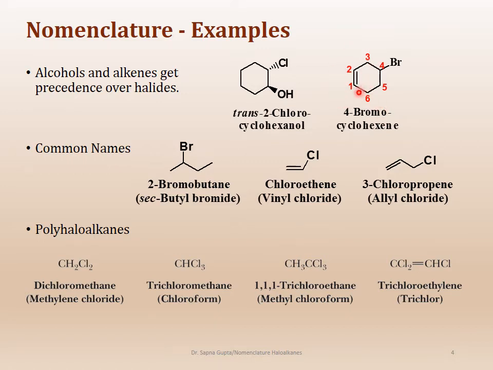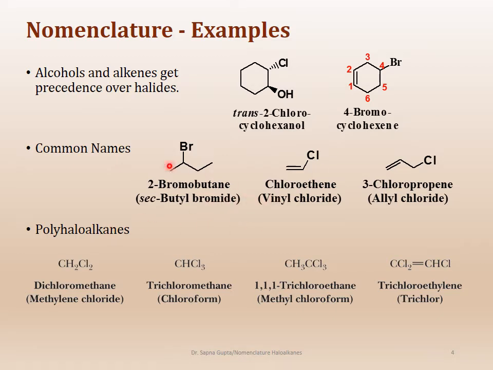And then here, again, if you have an alkene gets preference. Now remember, you have to include the double bond in your nomenclature. Okay, so 1, 2, 3, 4. So 4-bromocyclohexene. Again, you don't have to give the number for cyclohexene because it's understood. Okay, that the double bond is on 1, but remember to include the double bond.